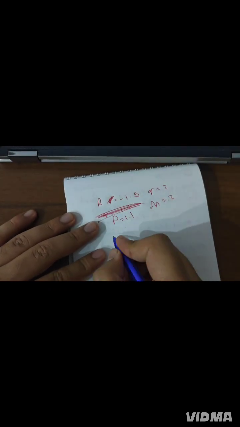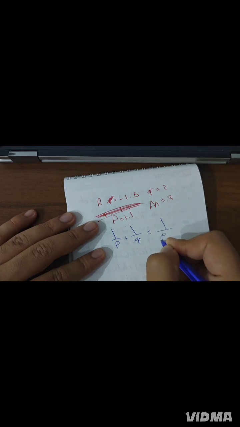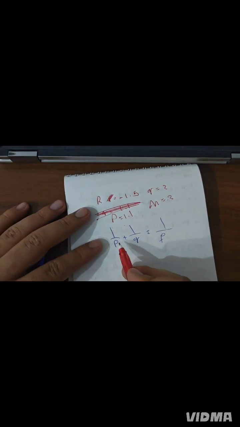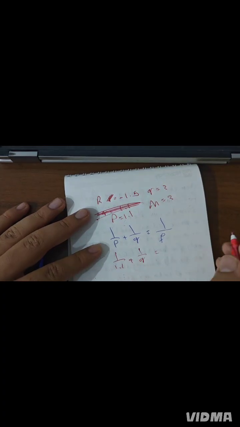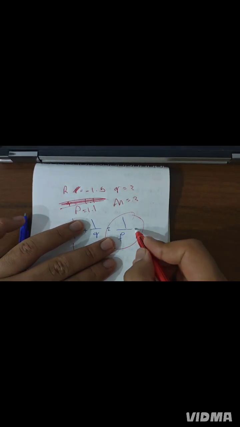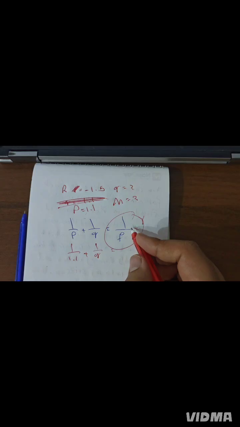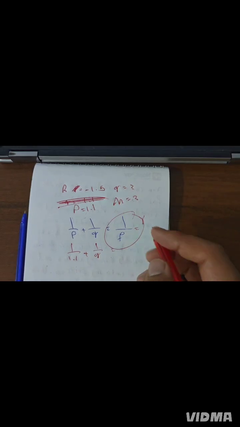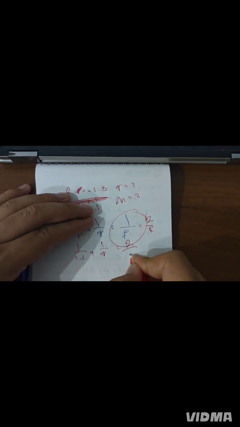Now apply the same rule: 1 over P plus 1 over Q equals 1 over F. Instead of P you have 1.1, plus 1 over Q. As I told you, we don't have F, so instead of that you have to write the rule, which is 2 over R.